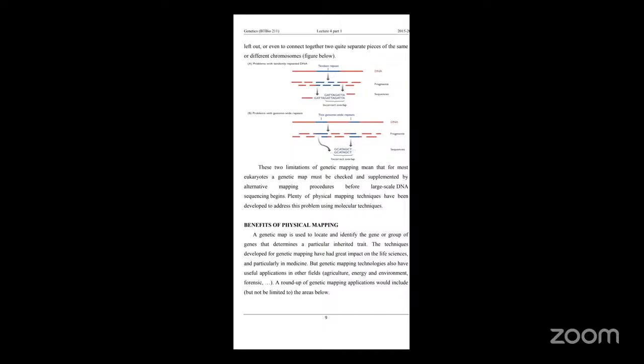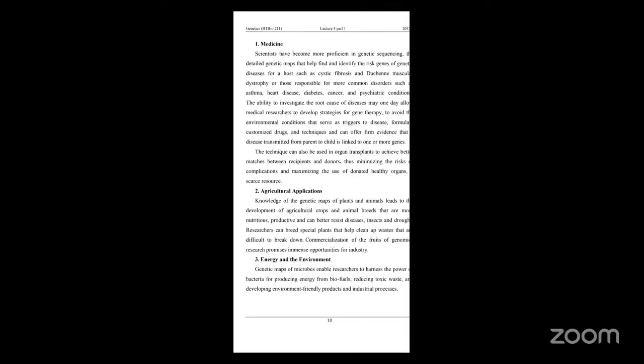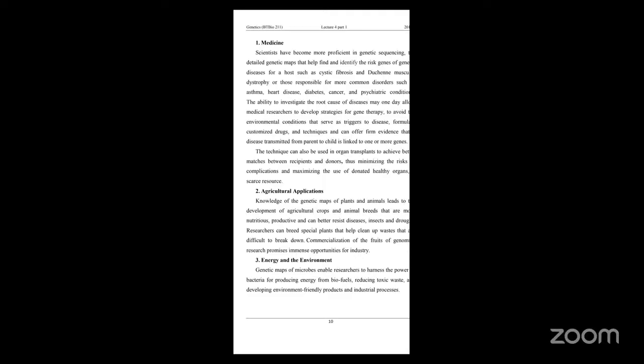So the techniques that are developed for genetic mapping have a great impact on life sciences as well as medicine. Genetic mapping technologies also have applications in other fields. A roundup of genetic mapping applications includes medicine, agricultural applications, energy and the environment. So these mapping technologies have been used for genome sequencing or genetics. That is the purpose of gene mapping.